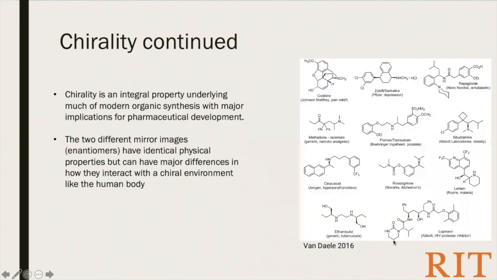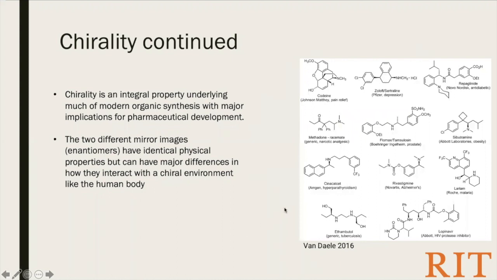Chiral molecules are everywhere around the world. It is an integral property which underlies many of modern organic synthesis. So if you look to the right-hand side here, these are all examples of just some of the vast majority of drugs that contain chiral centers within the world. And you can see the chiral centers by looking for the wedges or dashed lines. So you see a wedge or a dash, and you'll see a chiral center right next to it, which is a carbon which has 4 different groups attached to it. 1, 2, 3, and the fourth one would be the hydrogen off the side.